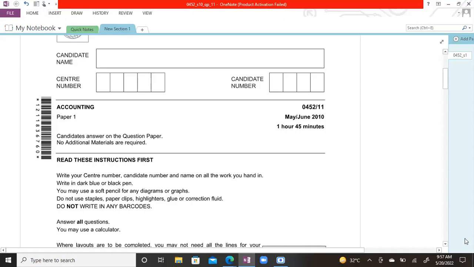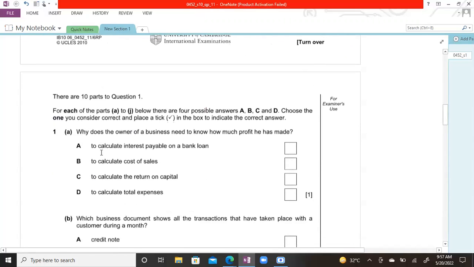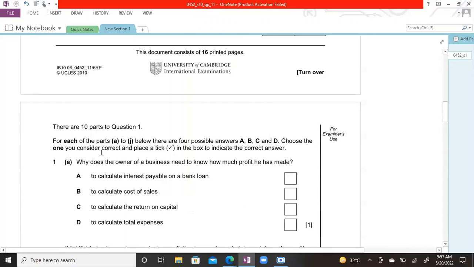Paper code is 0452/1 and this is May June 2010. There are 10 multiple choice questions in this paper. So let's start with the first one. Why does the owner of a business need to know how much profit he has made?